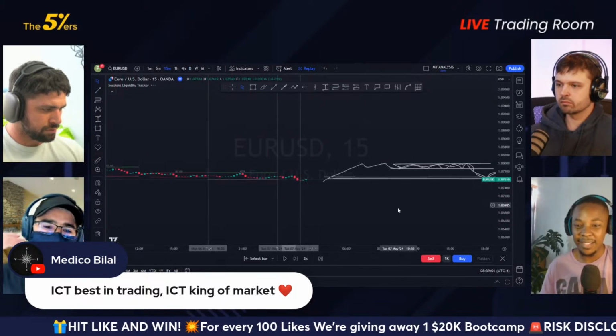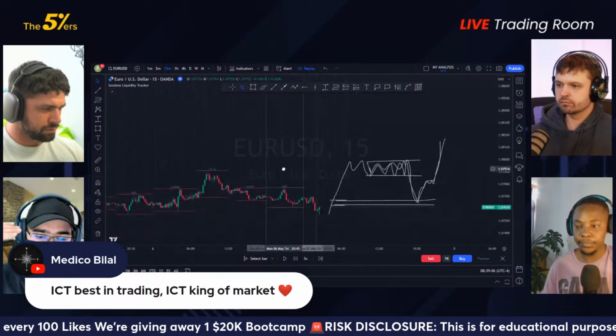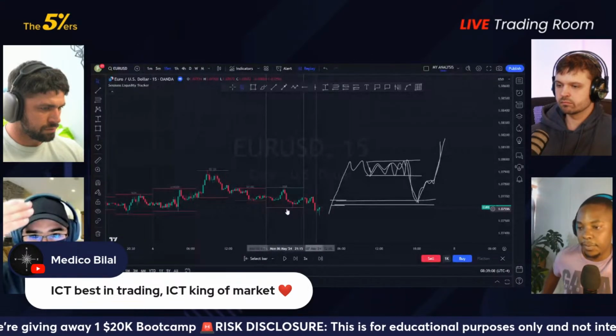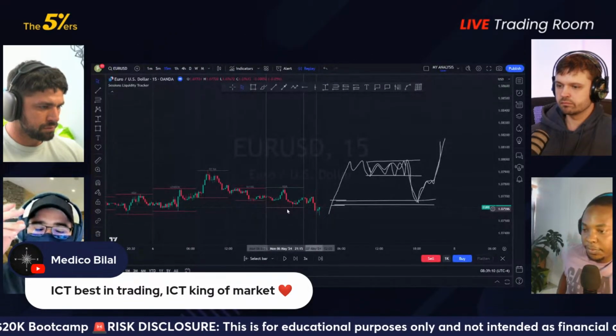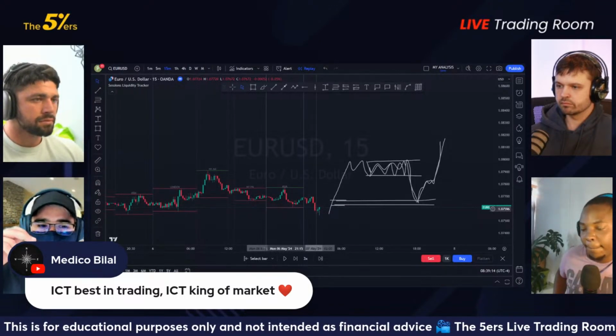Accumulation. So basically you have it in your mind that you want to be, let's say, on a higher time frame, the daily, where you have that strong move to the downside and price is now retracing.